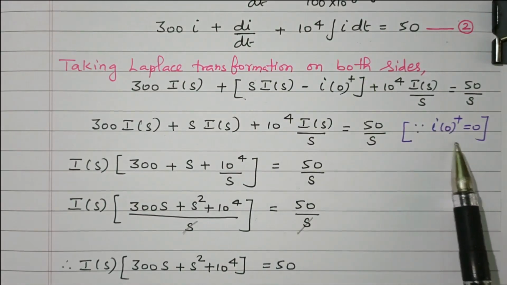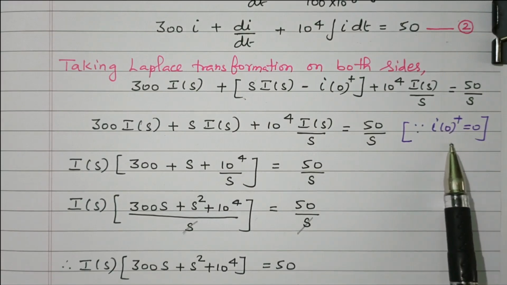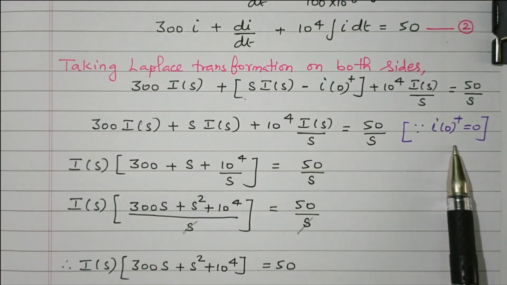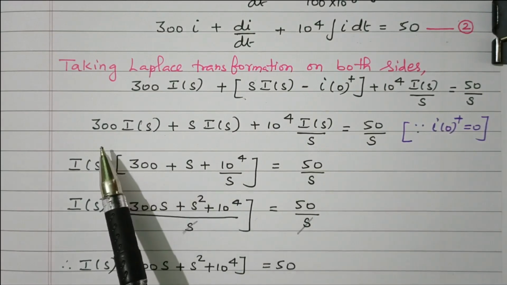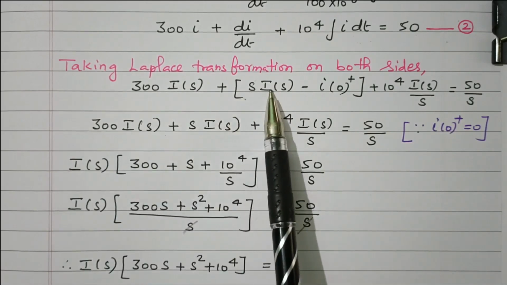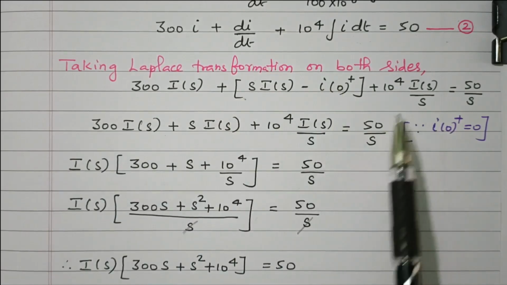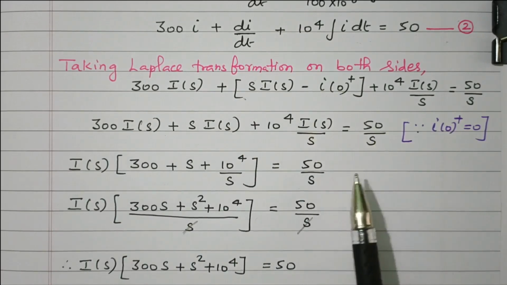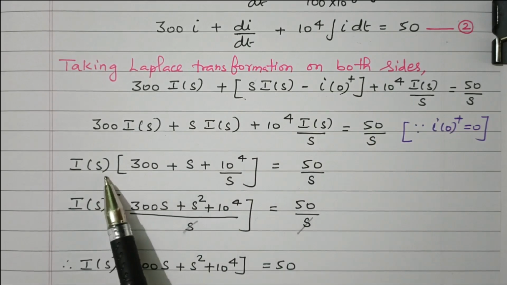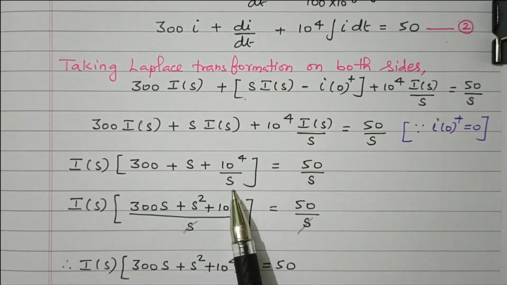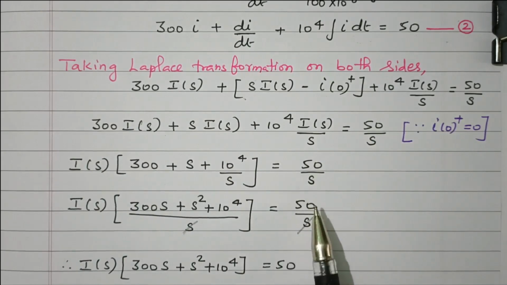We know that the initial current is 0. That is not given in the problem. We assume that the initial current before closing the switch is 0. So based on that, 300 I of s, plus s into I of s, this term is 0, plus 10 to the power 4 I of s divided by s equal to 50 by s. I will take the I of s outside. So 300 plus s plus 10 to the power 4 by s equal to 50 by s.